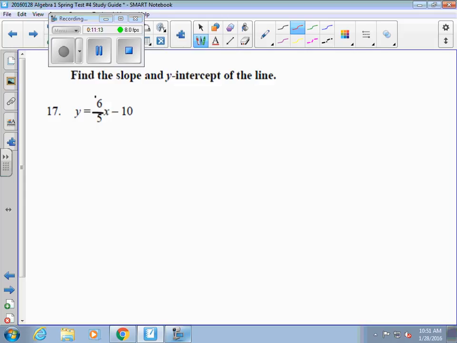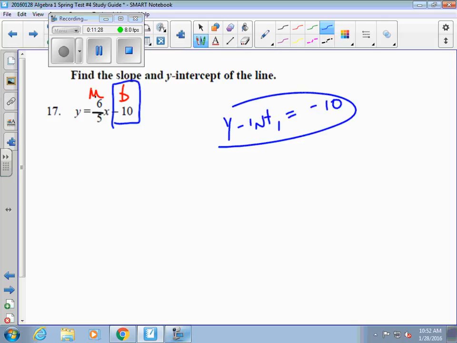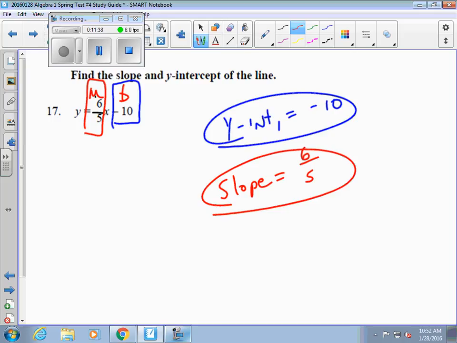Find the slope and y-intercept of the line. So backwards of what number 16 was. Y equals mx plus b, which you have to remember for this one, is the b value -10. The sign goes with it. So your y-intercept is -10. And your slope, or your m value, is not 6 over 5x. It's just what's multiplying by x, 6 over 5. You get confused which one's m and which one's b. Remember slopes. Mountains have slopes. Mountains start with m. One way you can remember.